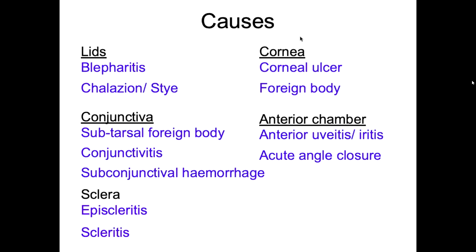Then cornea, you have to inspect the cornea for any corneal ulcers and foreign bodies. Both can give rise to redness in the conjunctiva. Then anterior chamber, you have to check for cells, because if there is inflammation, they can get inflammatory cells in the anterior chamber. Then acute angle closure, you can check the angle. Okay, so they are some of the causes.